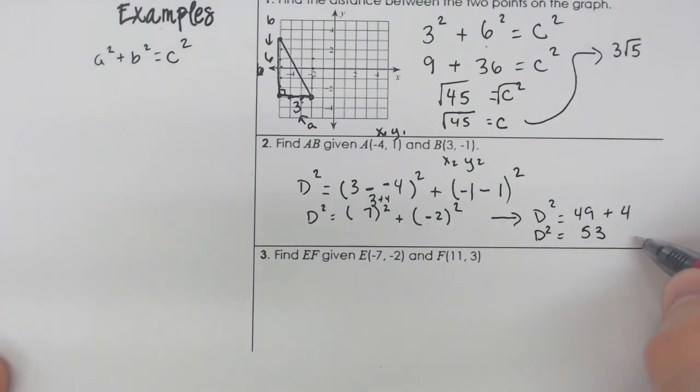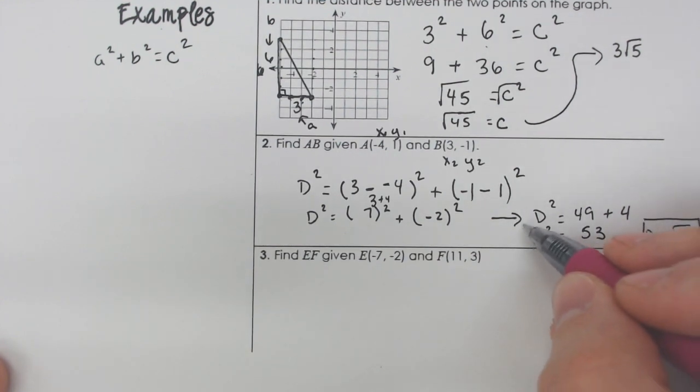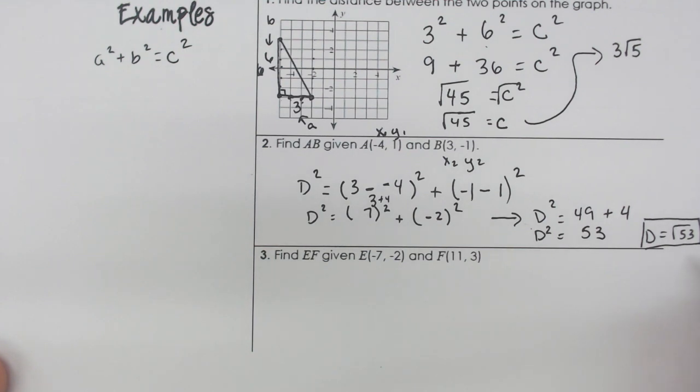And we would just have to square root the 53 to get our answer. And the square root of 53 doesn't simplify. So we square root here to get the square root of 53.